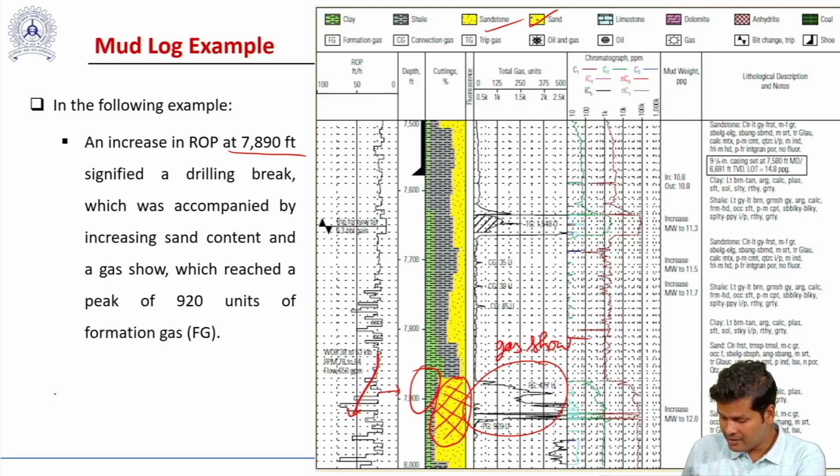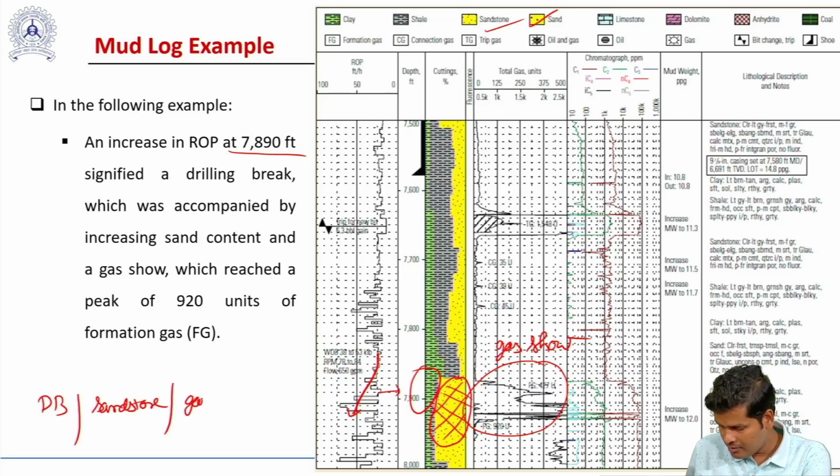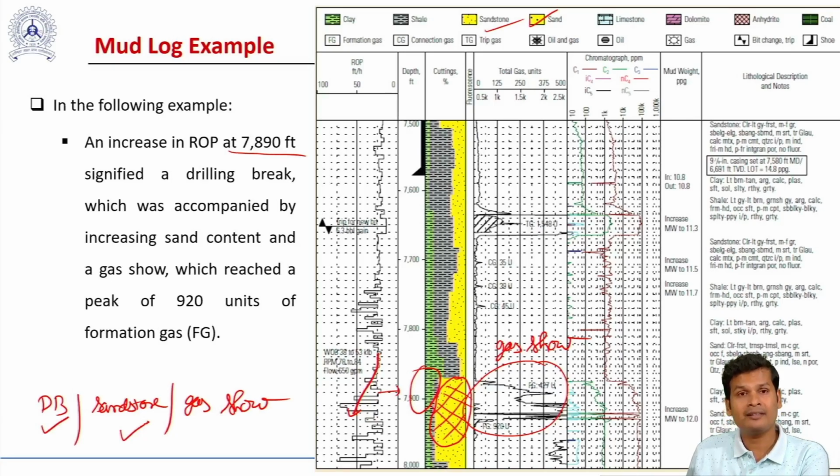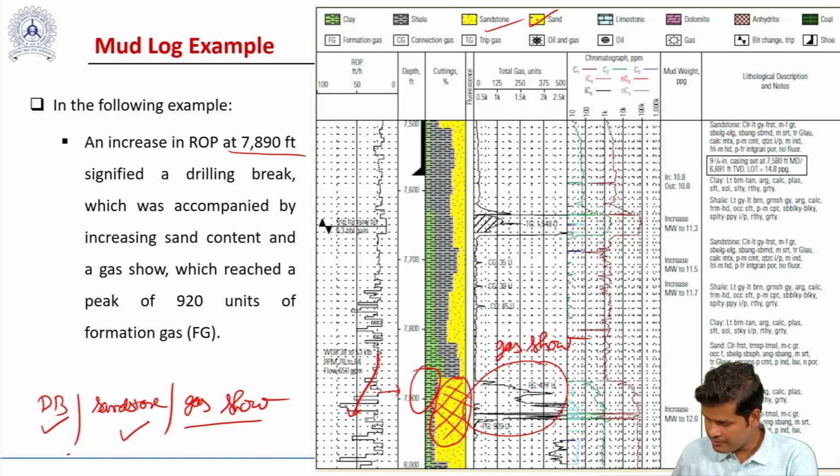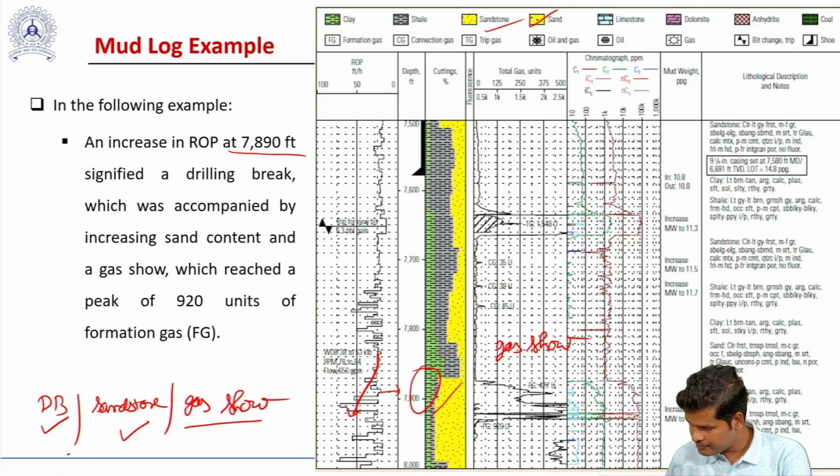So coupled with a drilling break and a sandstone bearing formation plus gas show, these are very good indications. The drilling break indicates that this sandstone formation is porous and permeable, and the gas show indicates that it might contain some hydrocarbon. Now you can see that in the fluorescence test there is nothing mentioned. Nothing is mentioned here that any fluorescence was observed. And you can see in this comment section that no fluorescence is mentioned.